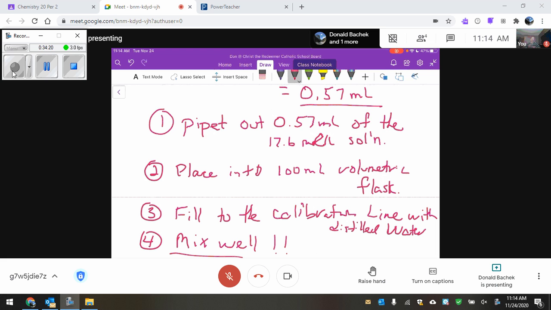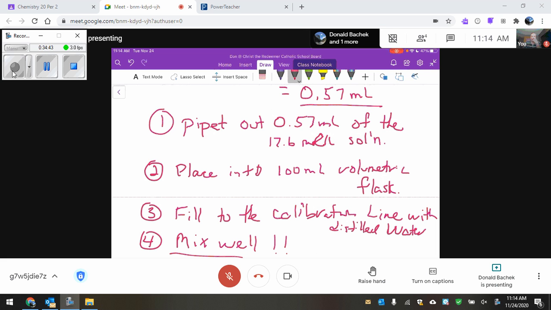Is that good? And again, pipetting is a different thing. I just need to show you how that works. It's not quite super straightforward. There's always got to be a little thing that you need to worry about. So we'll talk about that tomorrow, hopefully when I'm there. But that's how we would prepare a standard solution from a stock solution.